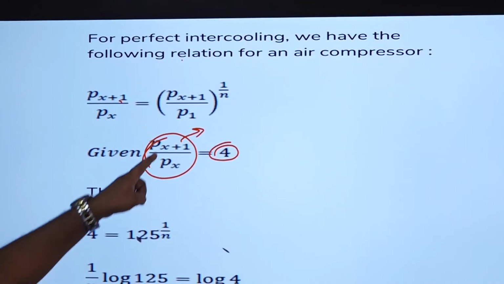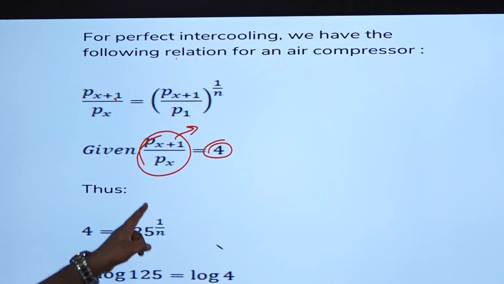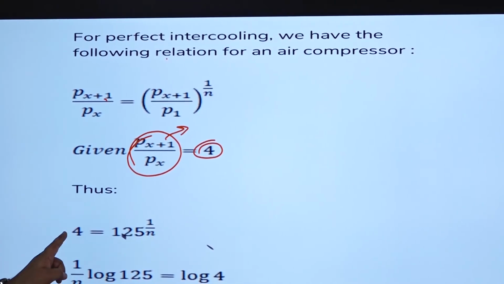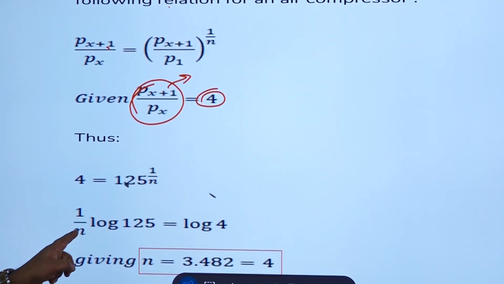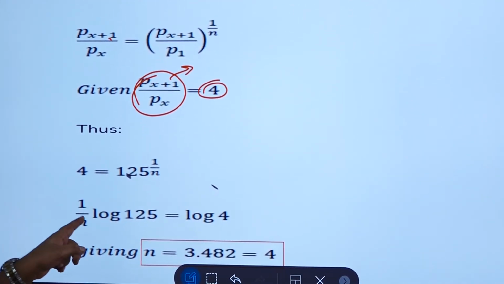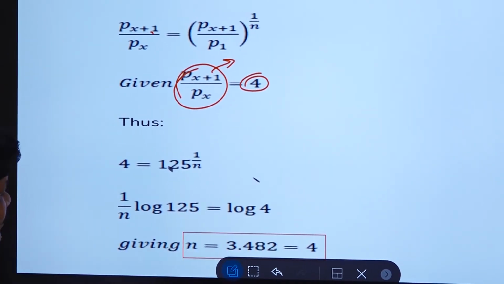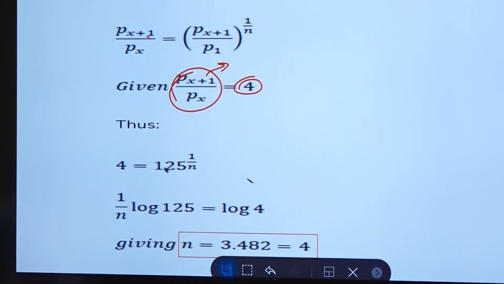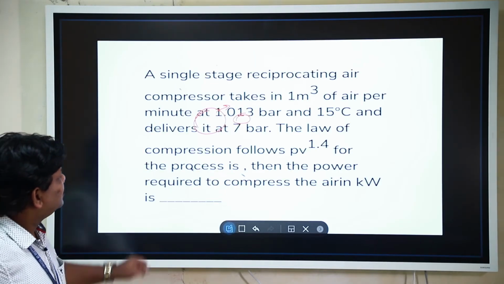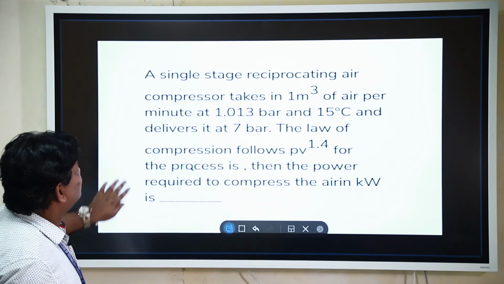So 125 divided by 1 whole power 1 by N will be equal to 4. Take log on both sides. So 1 by N log of 125 will be equal to log of 4. Then you can find the value of N, that is 3.48, to 3.5 or 4. Number of stages should be a whole value, so it is 4.